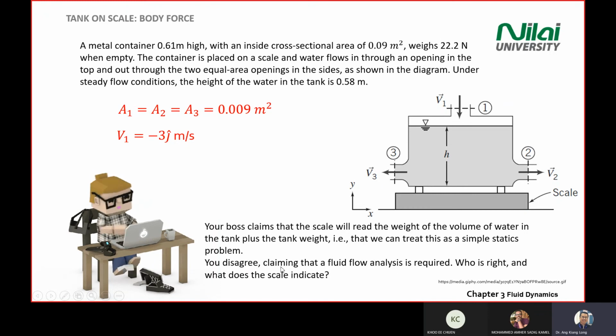However, we do not agree with the statement. We claim that we need to use flow analysis in this case, where we consider the flow coming in from 1 and going out in 2 and 3. So we will do an analysis to prove that we cannot use a simple static analysis in this case when you have a flow going in and out in our scenario. So we need to prove to our boss that we need to use a flow analysis to get a proper weight of the scale over here.